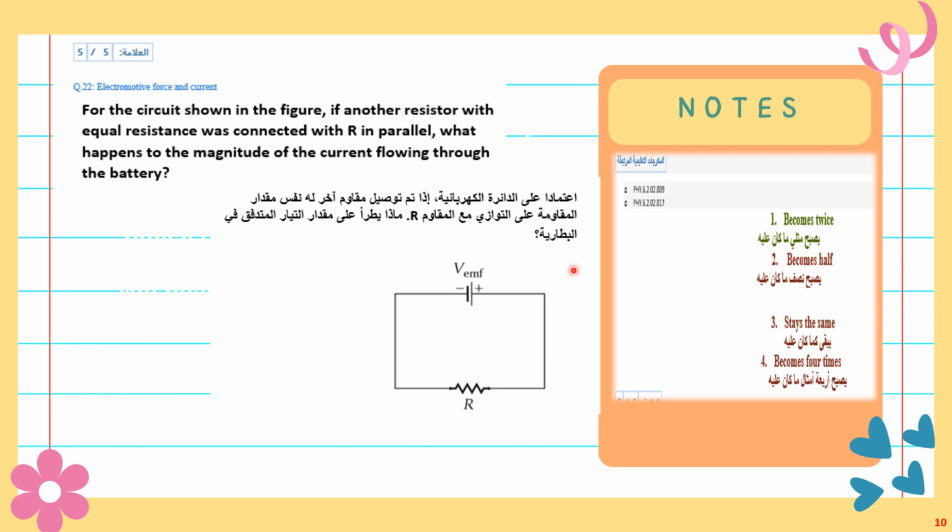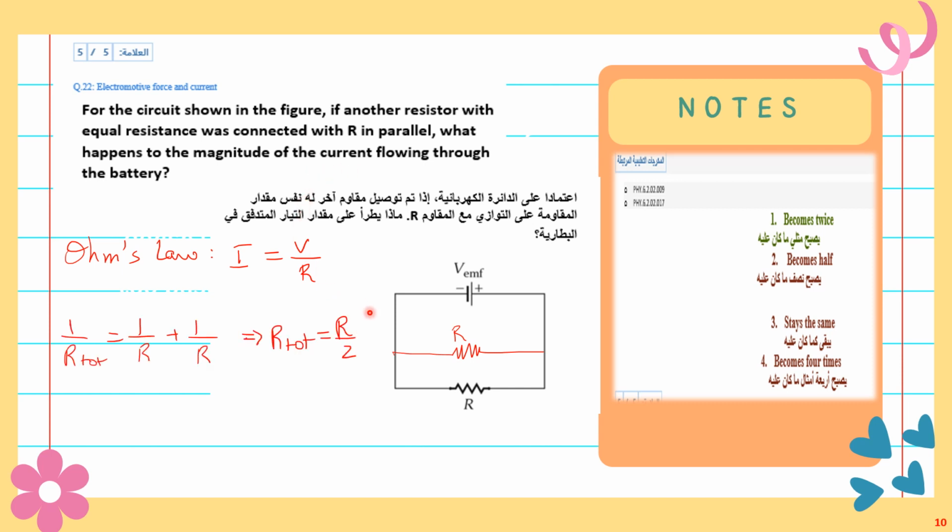We continue to question 9. For the circuit shown in the figure, another resistor with equal resistance is connected with R in parallel, as you see here. What happens to the magnitude of the current flowing through the battery? Here's the extra resistance, which is switched in parallel. Of course, this calls for Ohm's law because they mentioned the current. So what will happen to the current?